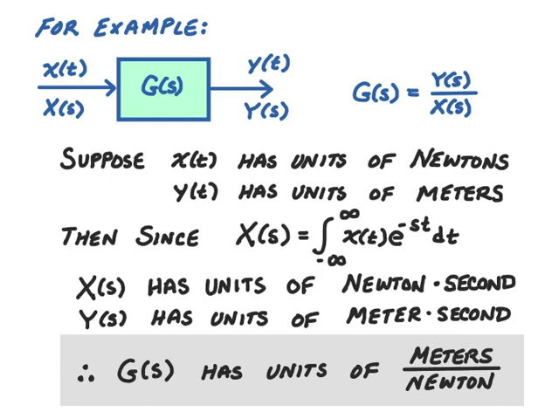Now when we find y of s over x of s, that will have units of meters per Newton. The seconds in the y of s and x of s will cancel out. So the transfer function g of s, which is y of s over x of s, must have units of meters per Newton. So you can see that we can find the units of the transfer function directly from the units of the output and the units of the input. It will always be the ratio of the output units divided by the input units.